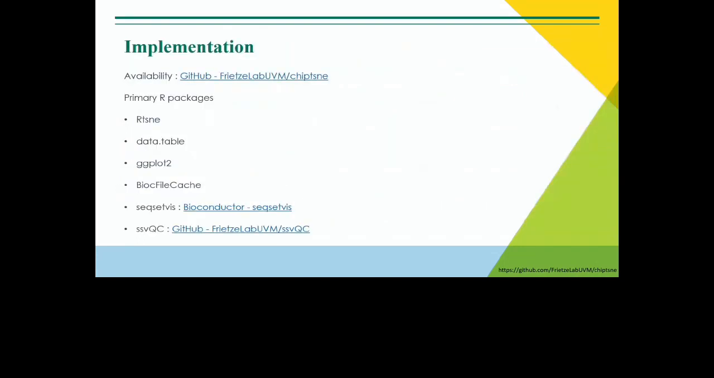Quick note about implementation. This is available on GitHub. If you just Google chip t-SNE, it'll show up. And the images that I showed are about 80% directly supported right now. I'm still actively working on this. I used Rtsne for the t-SNE, and internally there's also 2 other packages that I work on. One is SeqSetViz, which is like a tool set for working with next generation sequencing data in a tidy or ggplot friendly way.